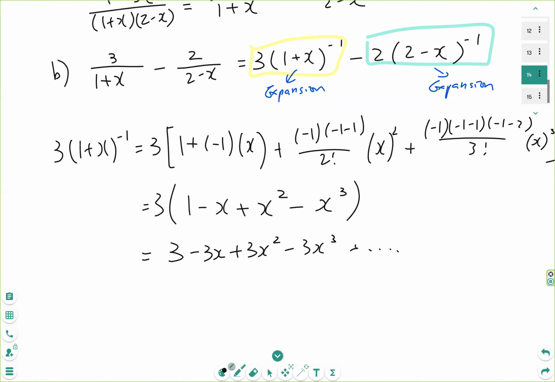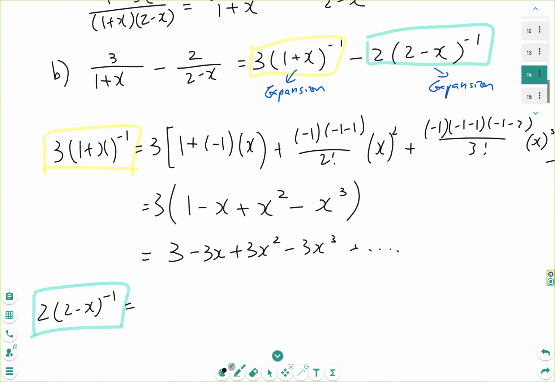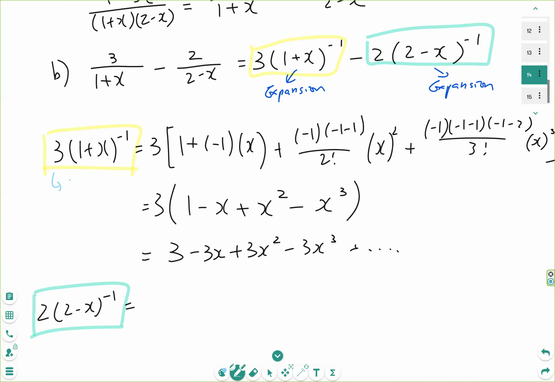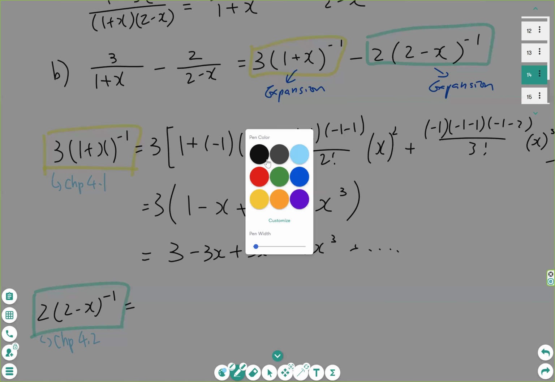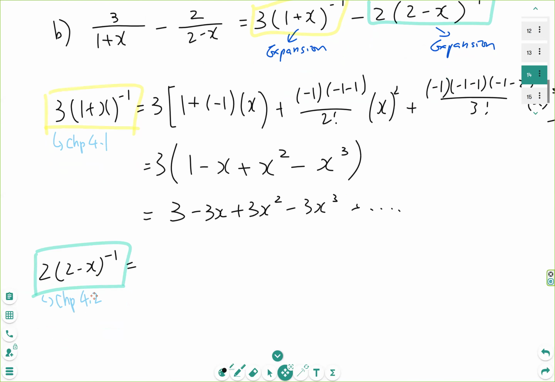Okay, so it'll be 2 times 2 minus x to the power of minus 1. This one recalls the knowledge from chapter 4.2, sorry, you need the knowledge from 4.2. So let me write down chapter 4.2. If you want to have a go at the question, please be my guest. Pause the video, have a go.